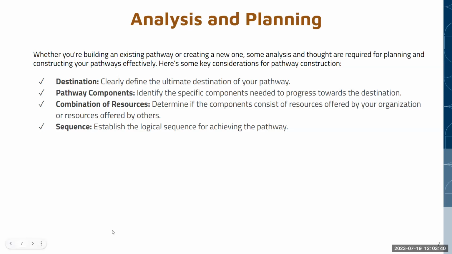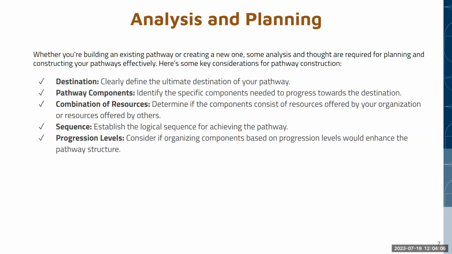You'll want to start thinking through a sequence. You're going to establish a type of logical sequence for achieving the pathway. Pathways could have on-off ramps. They could start at different points depending on where a person might be in terms of the pathway. But you'll want to think about a logical sequence.